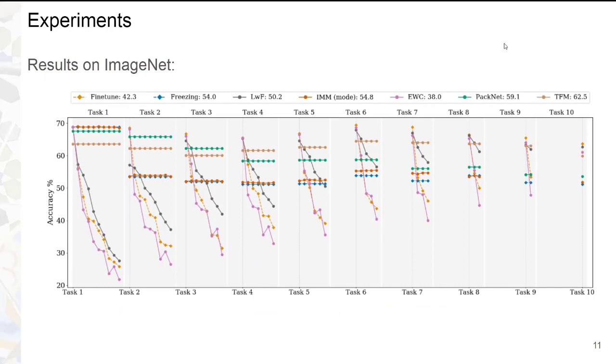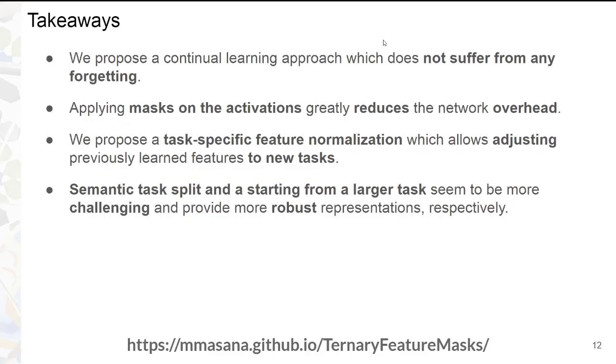We also do experiments on ImageNet, where we also obtain better results than the rest of the state of the art. And in general, we propose a method that doesn't suffer from any forgetting at all, that allows using masks on the activations instead of the weights in order to reduce the overhead applied to the network significantly, by more than 2 orders of magnitude. And we propose to use task-specific feature normalization so that we can adjust the knowledge that we've learned from previous tasks to the new tasks.